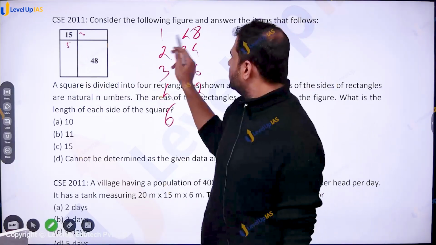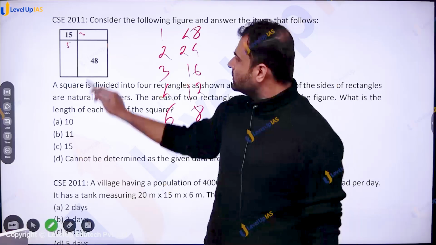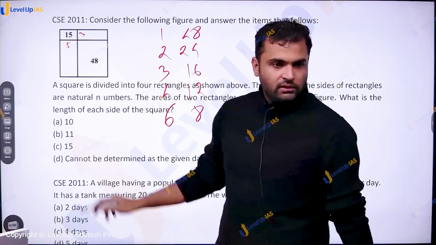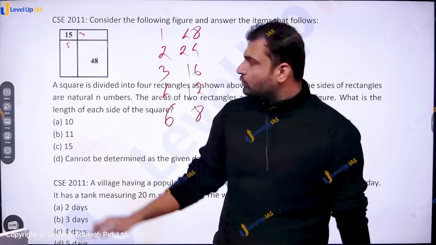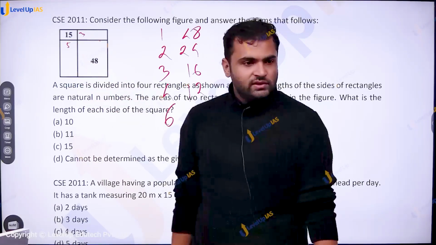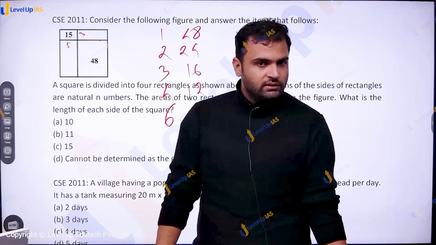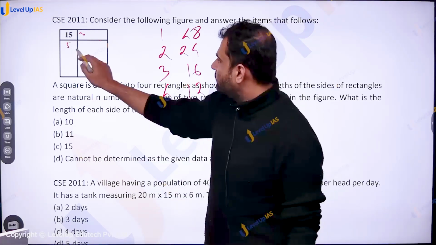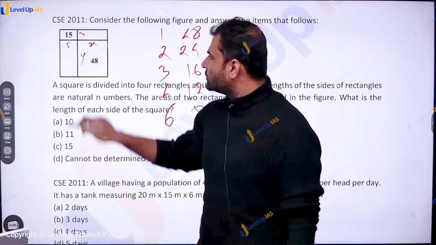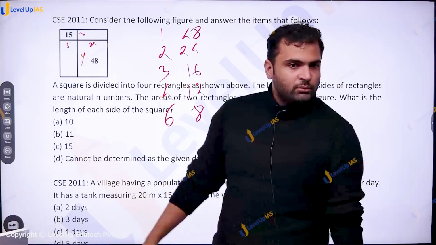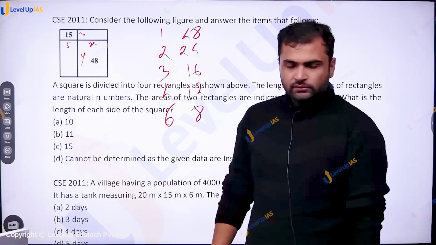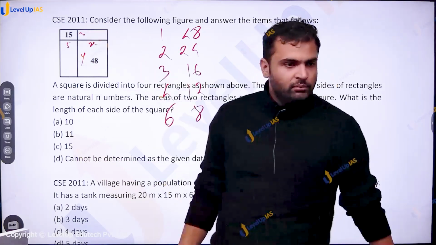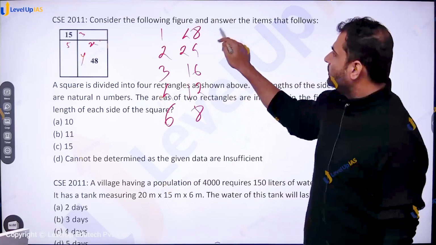If this is 3, 5, then 1 and 48 cannot come, because the total sum should be the same. This is a square, the outer thing is a square. So 5 plus this thing is equal to 3 plus this thing, this should be so, because then only it will remain a square. 5 plus x is equal to 3 plus y for it to remain a square. The side of a square should be the same, right? So 1 and 48 cannot be, because 48 would make one of them too large. So this is not possible.